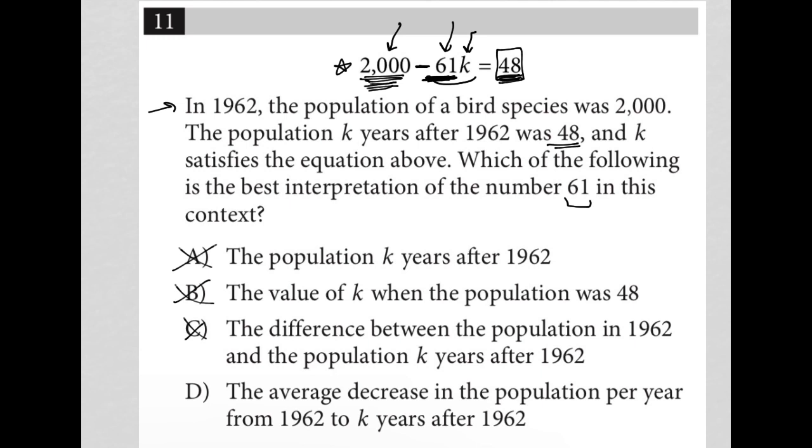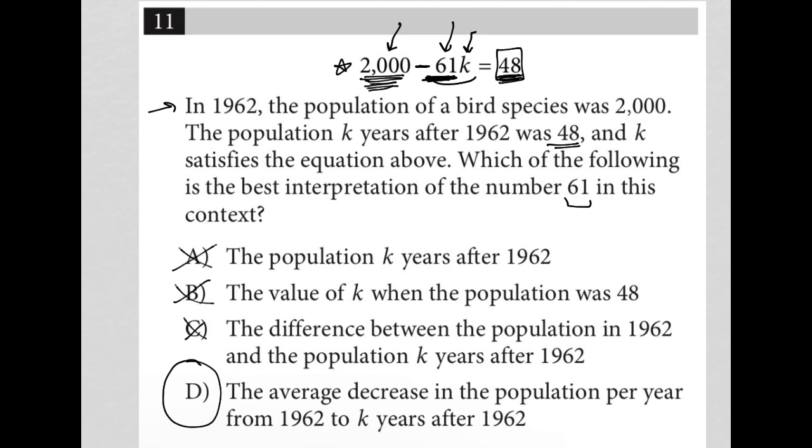Choice D says the average decrease in the population per year from 1962 to K years after 1962. Absolutely the case, right? We are multiplying this value by K years in order to get down to our value after K years. So this is our average decrease in the population. Choice D is absolutely the correct answer here for that reason.